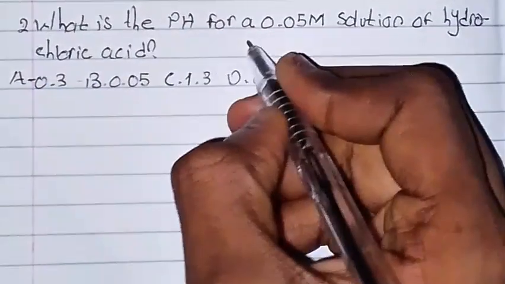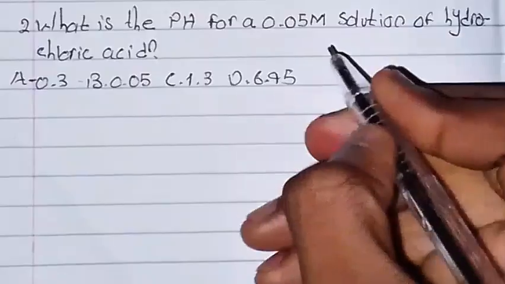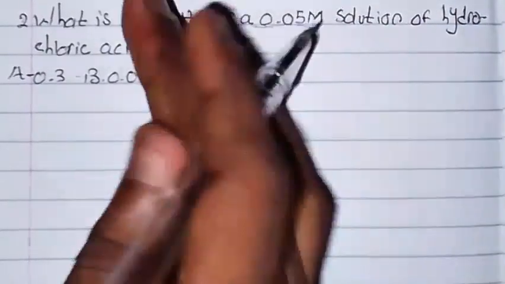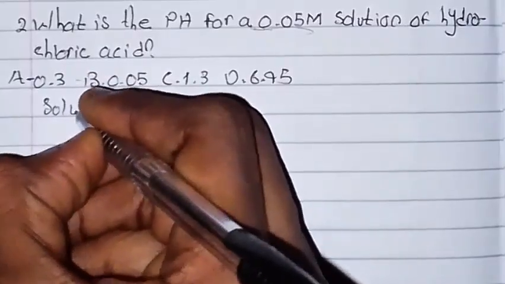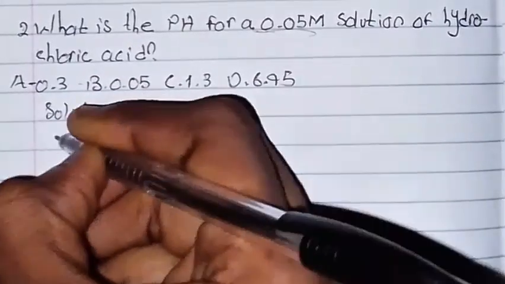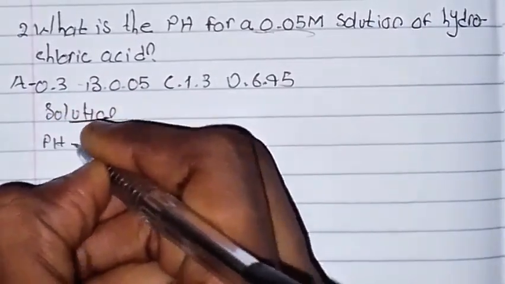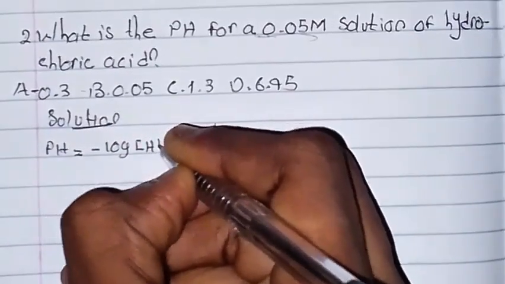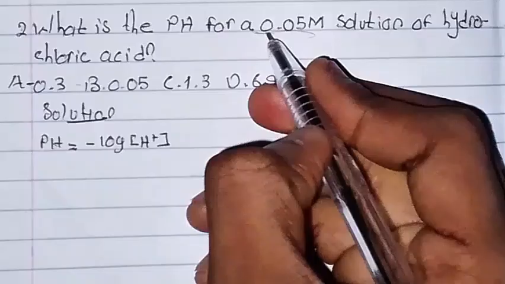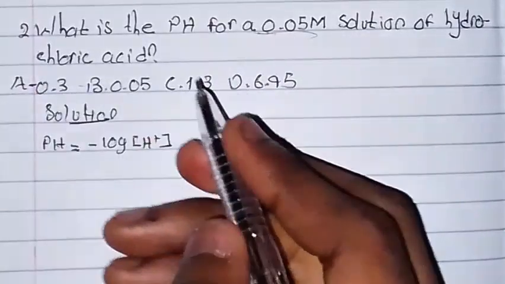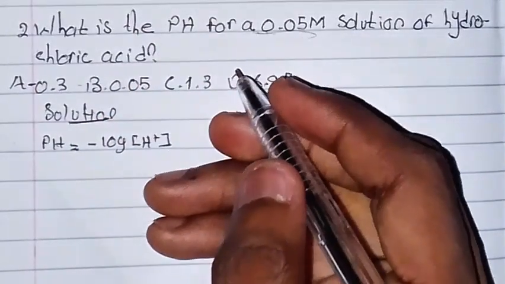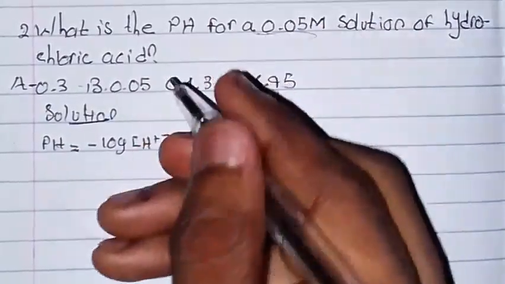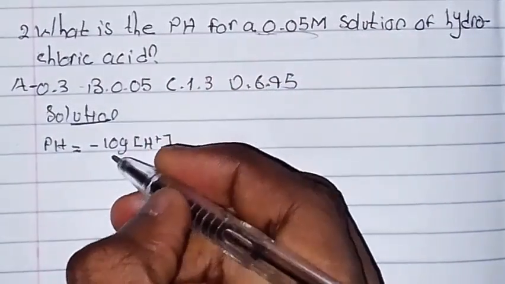What is the pH for a 0.05 molar solution of hydrochloric acid? So in this case, it's straightforward. The pH just becomes minus log H plus. So use the formula pH equals minus log concentration of hydrogen ion. Now, the concentration of hydrogen ion is 0.05. Hydrochloric acid is monoprotic, and for every 1 mole of hydrochloric acid, 1 mole of hydrogen ion is produced. So for 0.05 mole of hydrochloric acid, 0.05 mole of hydrogen ion is produced.